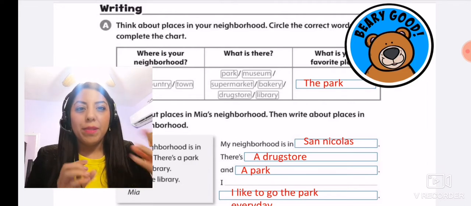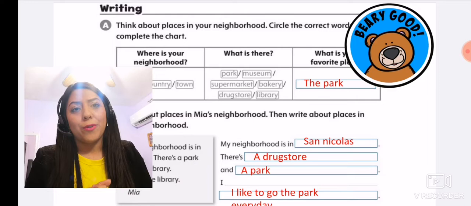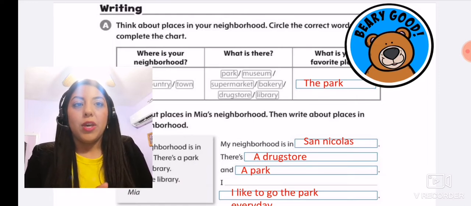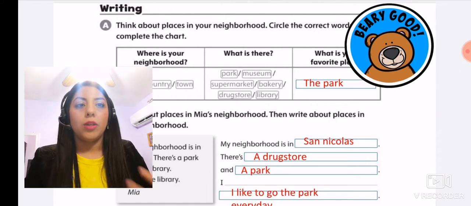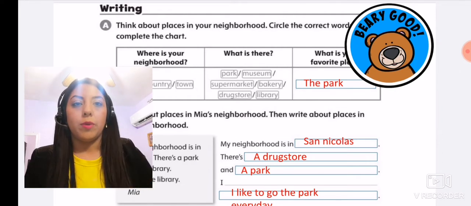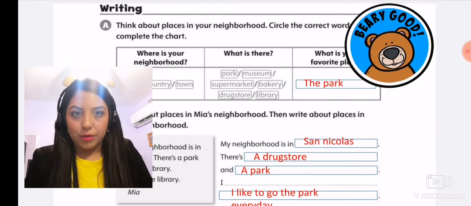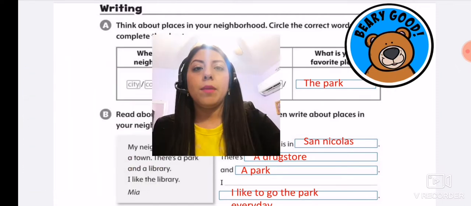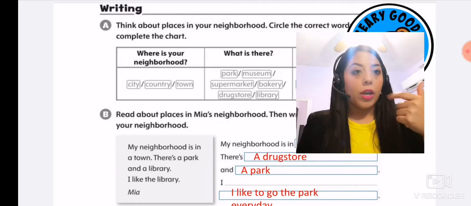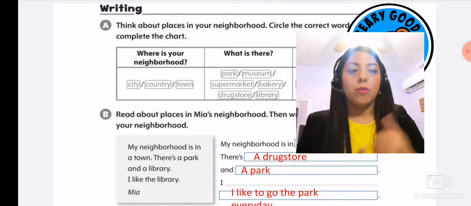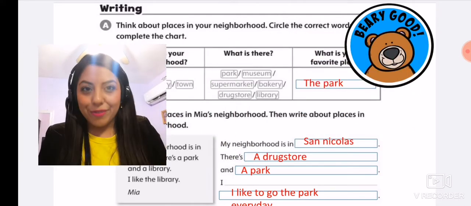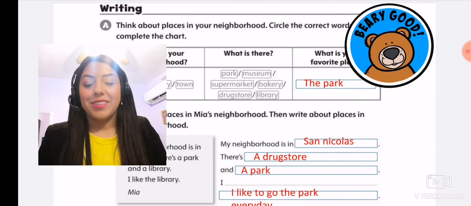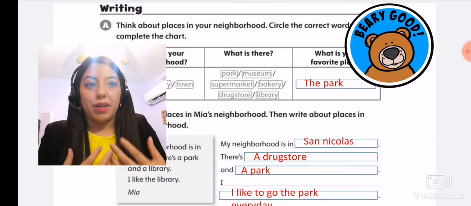Now, think about places in your neighborhood and circle the correct words and then complete the chart. You can do this activity individually, you can use your own answers, or you can use the ones that I wrote down here. Where is your neighborhood? There are three options. A neighborhood can be in a city, in a country, or in a town. In this case, I live in a town. Where I live, there are parks, there are supermarkets, there are drugstores. And my favorite place is a park.